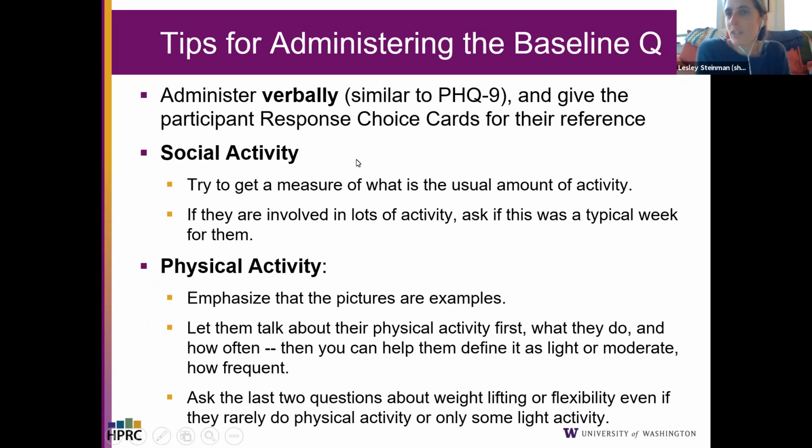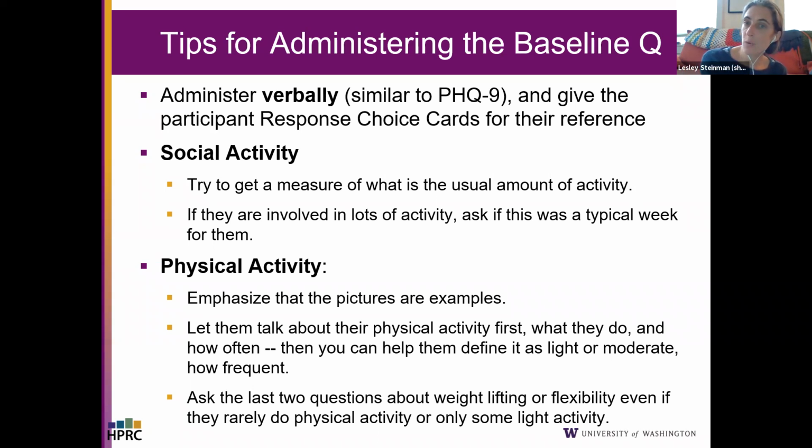In terms of administering that baseline questionnaire, this is similar to the PHQ-9. I think you want to have people either have it in front of them or have those response choice cards, so they don't have the whole survey and get overwhelmed by all the paperwork, but just know, okay, these are the questions I'm going to answer. This can be really important over the phone because it's hard to be asked a lot of questions on the phone without looking at something. It's really easy to say, can you repeat that? I'm not sure where we are.